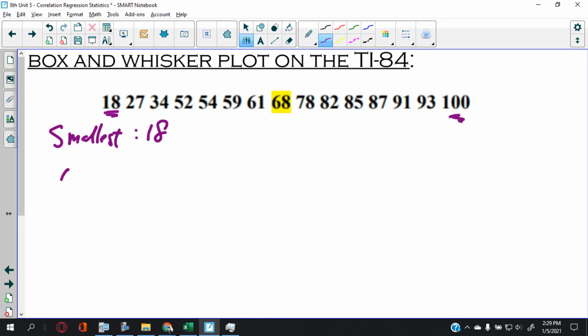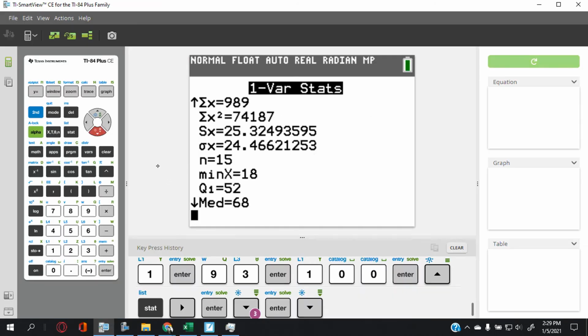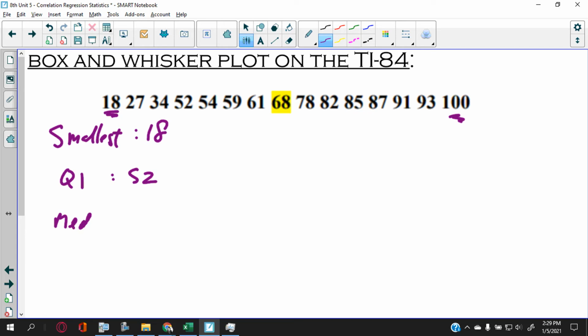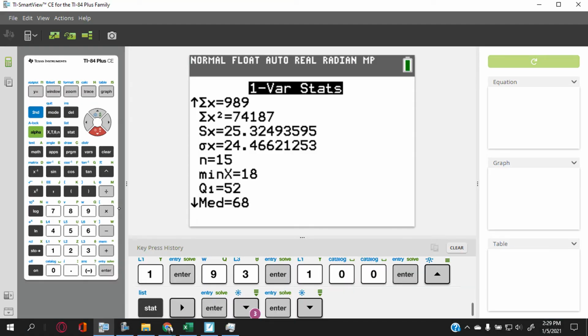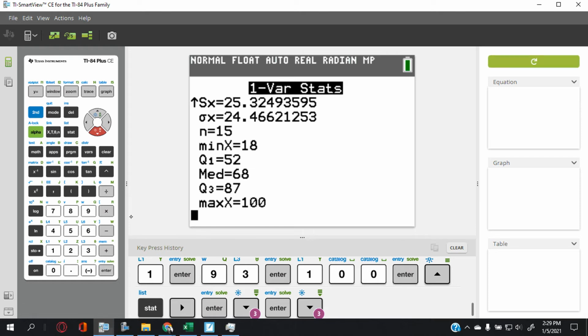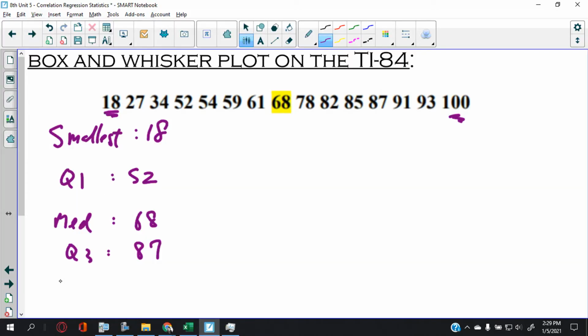Q1 is 52. So that's the first quartile. Let's scroll down. Median is 68, also known as the second quartile. Q3 is 87. Max is 100. I'm going to write largest. It's 100, right? Look, it's already done. Think about how easy that was, right?